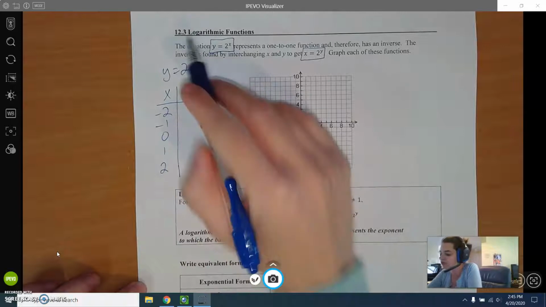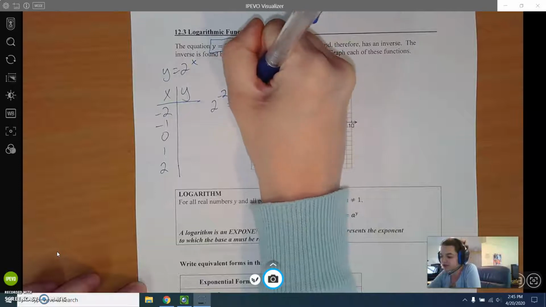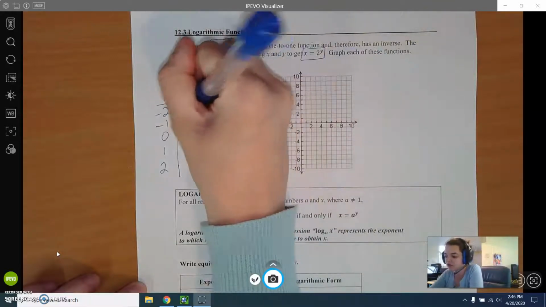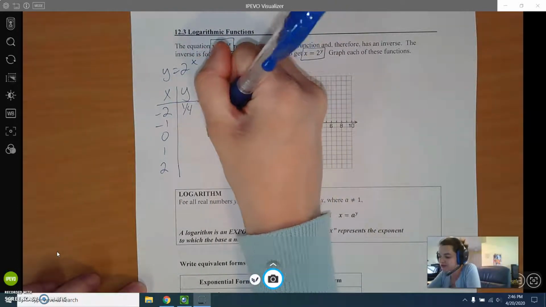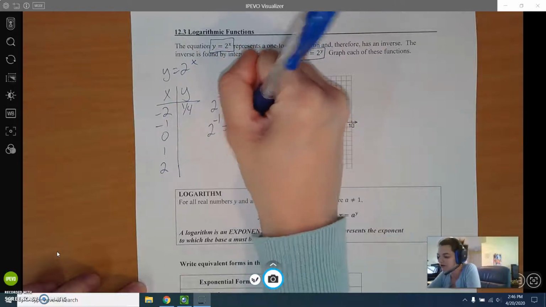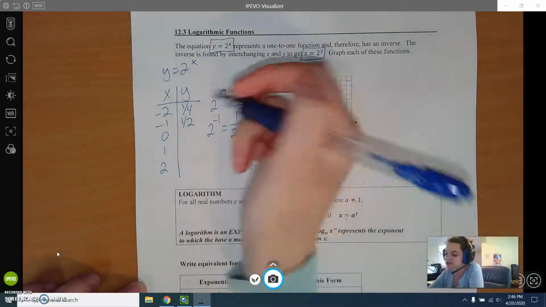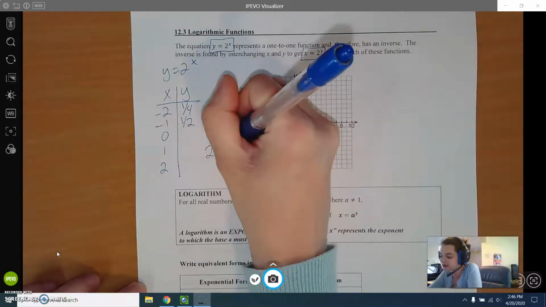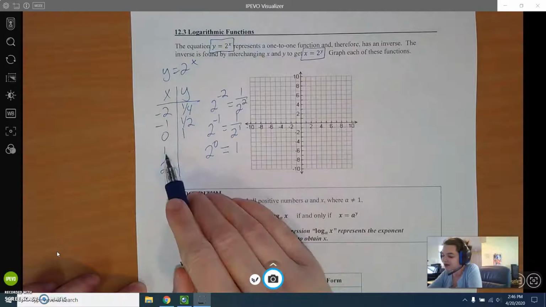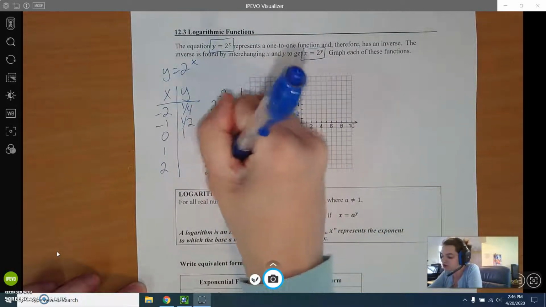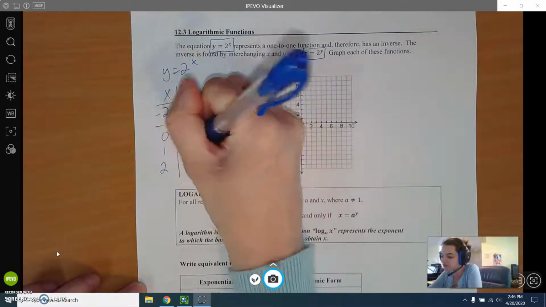If x is -2, I would have 2 to the -2nd, which is the same thing as 1 over 2 to the 2nd, and 2 squared is 4, so that would be 1/4 for my y value. If x is -1, I would have 2 to the -1st power, which is 1 over 2 to the 1st, so that would be 1/2. If x is 0, that would be 2 to the 0, and anything to the 0 power is 1. If x is 1, that would be 2 to the 1st, which would be 2. And if x is 2, that would be 2 squared, which would be 4.